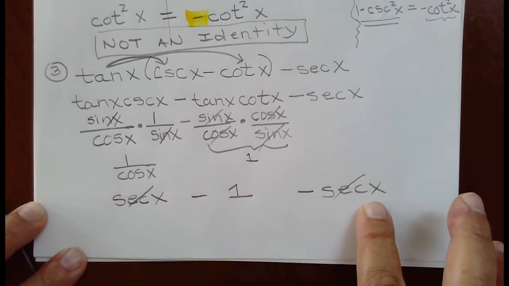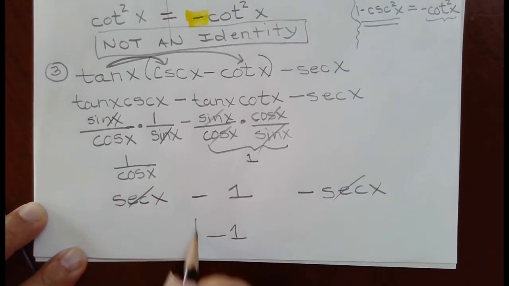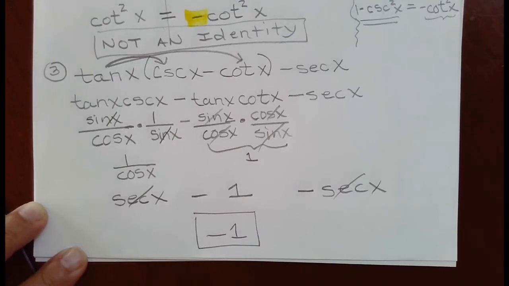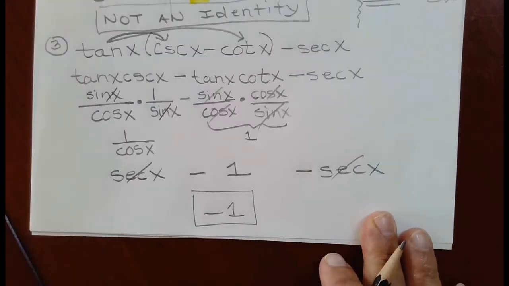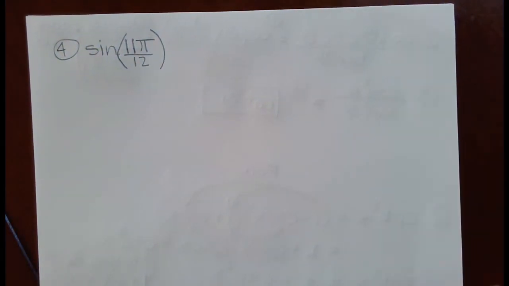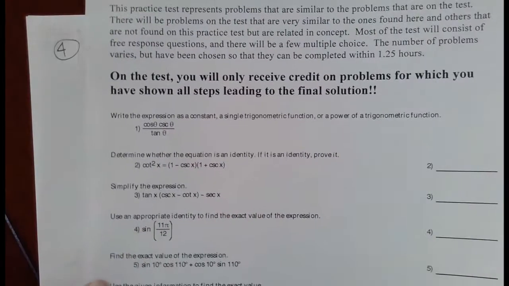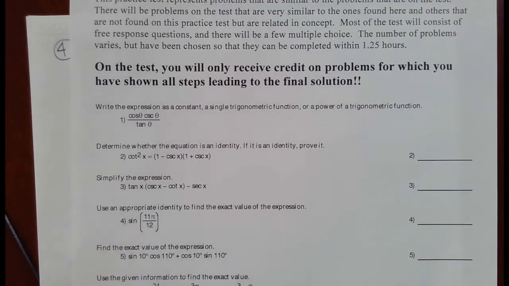Okay, problem number 4. Problem number 4 asks you to find the sine of 11 pi over 12. And the directions just say use an appropriate identity, which means that you can do it more than one way. But what I like to do, and the first thing you might want to do, is, I think that you're probably more successful when you are doing these problems in degrees. So you might want to change this into degrees.